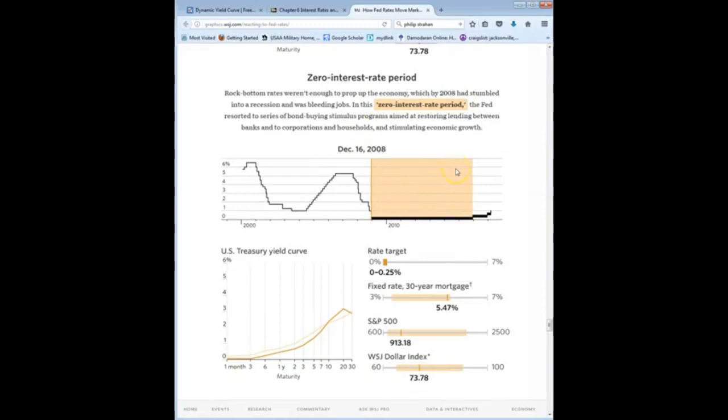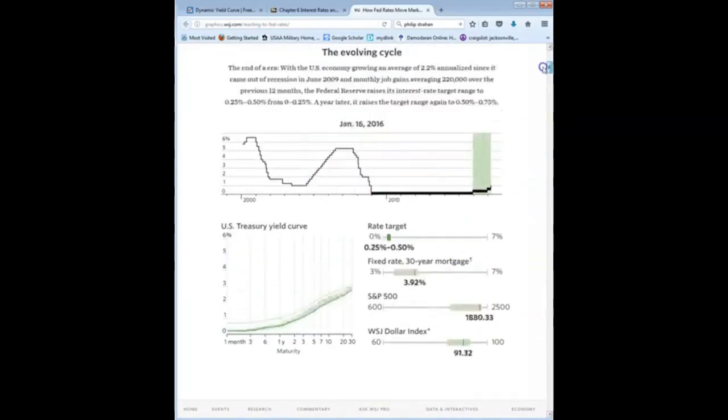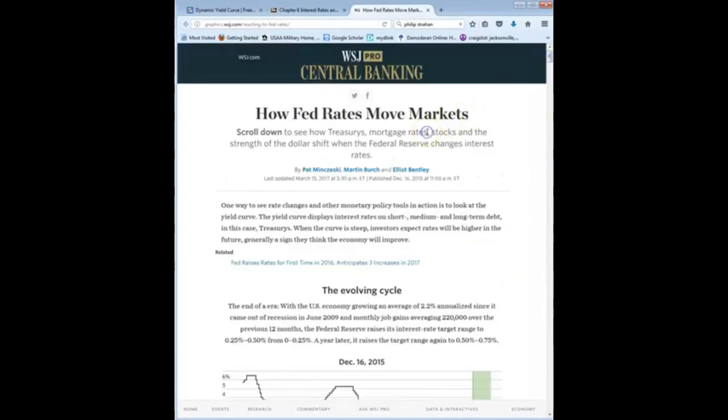I'll leave you to read this particular article in depth. Again, I've got this posted in the Chapter 6 folder under course materials in Blackboard.